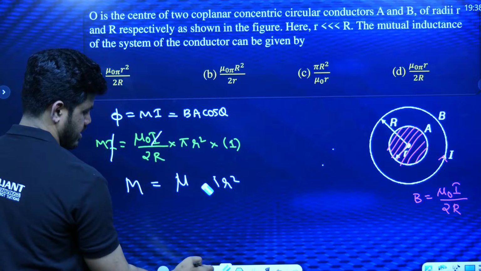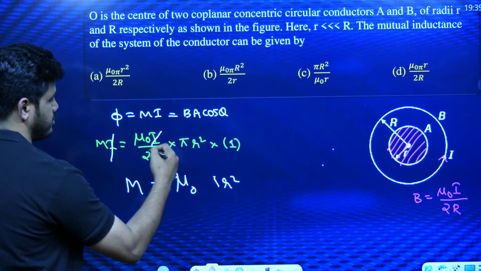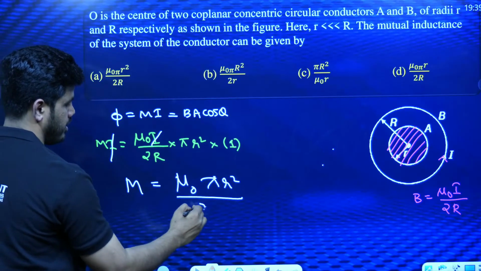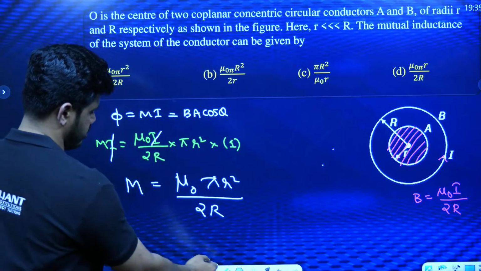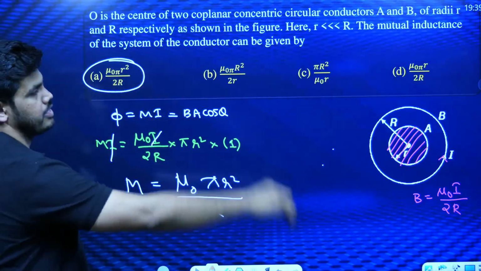Sorry. Mu naught, what else? Mu naught pi R square divided by 2R. Yes, mu naught pi R square by 2R is our option A. That is your correct answer.